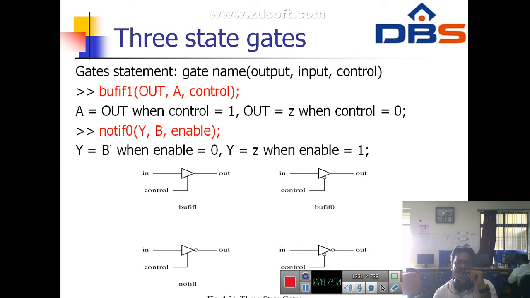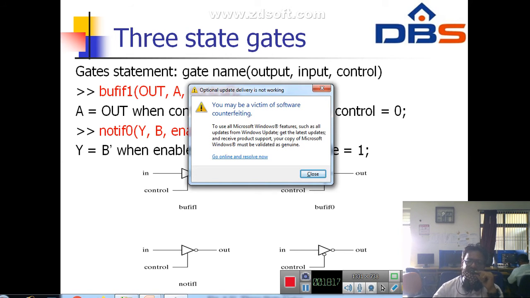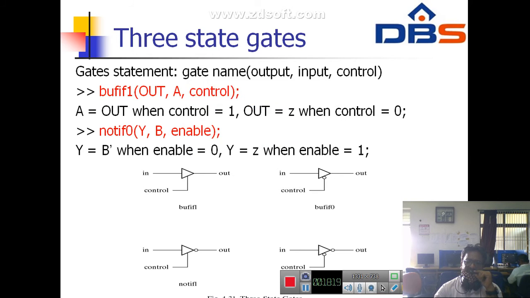So this is the simple 4-bit adder, and now we have 3-state gates. For using 3-state gates also, we have to write the above combinational circuit coding. When we have a gate statement, we have to define the gate name with output, input, control. So when we use 3-state devices to fulfill the above description, it may be a half adder and a full adder.